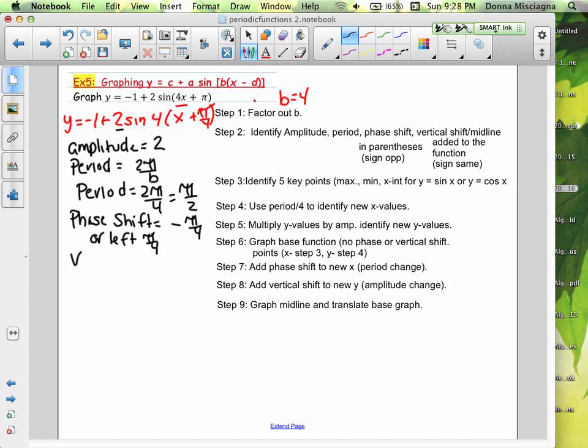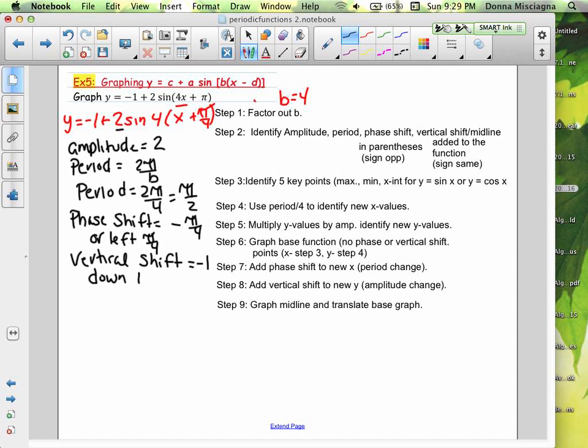And lastly, our vertical shift. Vertical shift is what's added to the whole function. It could be in the front or in the back. So it's not attached to sine. It's not being multiplied by sine. It's not in parentheses. It's just something else that's added or subtracted in. All right, so our vertical shift is -1. So the sign is the same as you would think it would be. If it's negative, the function will go down. If it's positive, the function shifts up. All right, so our vertical shift is down 1.